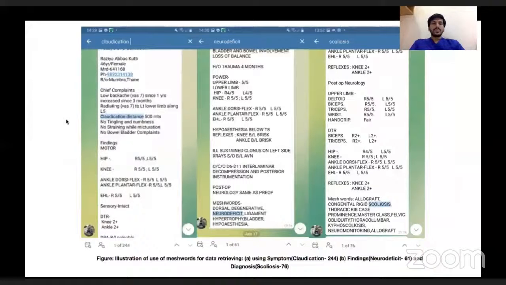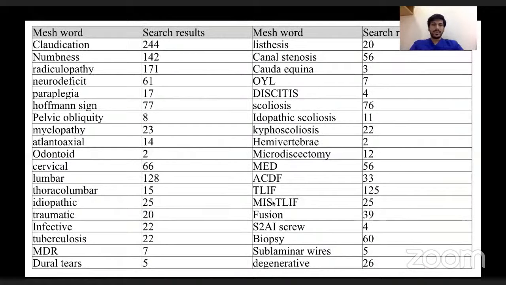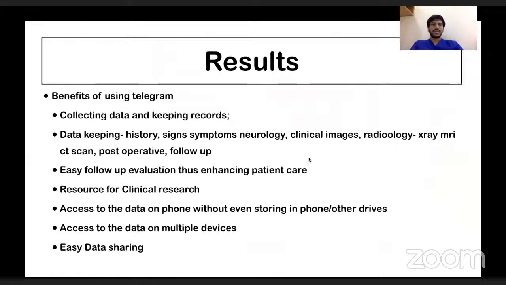This is an illustration of the use of mesh words for data retrieval, using words like claudication 244 results, neurodeficit 61 results, scoliosis 76 results, biopsy 60 results, MDR 7 results, MIST lift surgery 25 results. So this is the overall compilation of different mesh words that were used and the results on searching with the respective mesh terms.